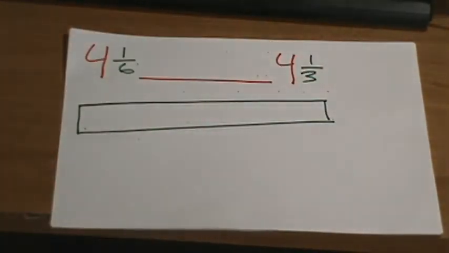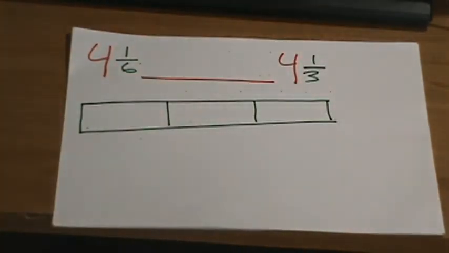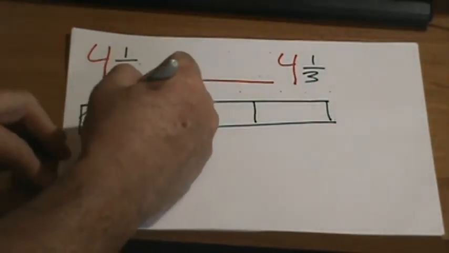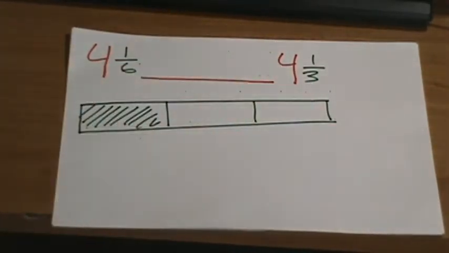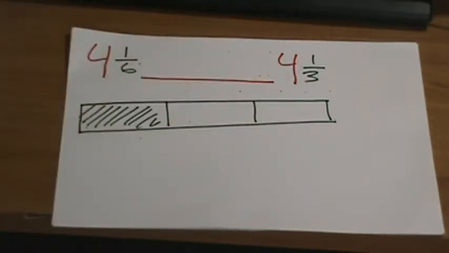Let's do 1/3 first, okay? I'm going to divide this into 1, 2, and 3. And what should we color in? Well, we should color in 1 unit of the 3. That represents 1/3. But because I have different denominators, I can't determine which one's greater or less than or equal to until I make the denominator the same. So let's turn this into 6ths.